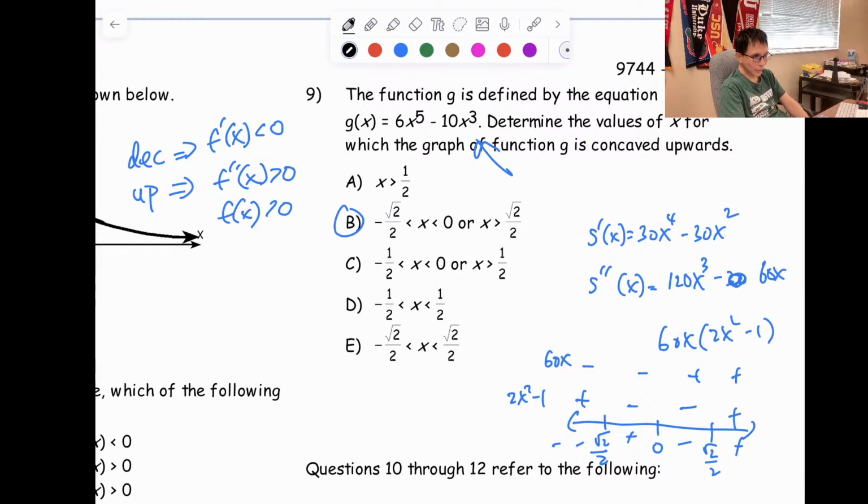Okay, so number 9. I take the second derivative, I factor out 60x, and I solve for zero, so x equals plus or minus square root 2 over 2, kind of like the homework questions. Oh wait, I found that. I just wrote the wrong answer.